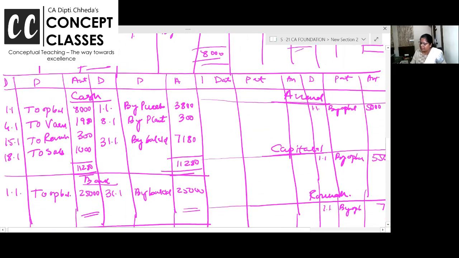Now, Anand had a credit balance, 5,000 he had to pay. So just carry it forward. On the debit side, we write 31st January, balance carried down and double line. Why double line? Because it's just simple.